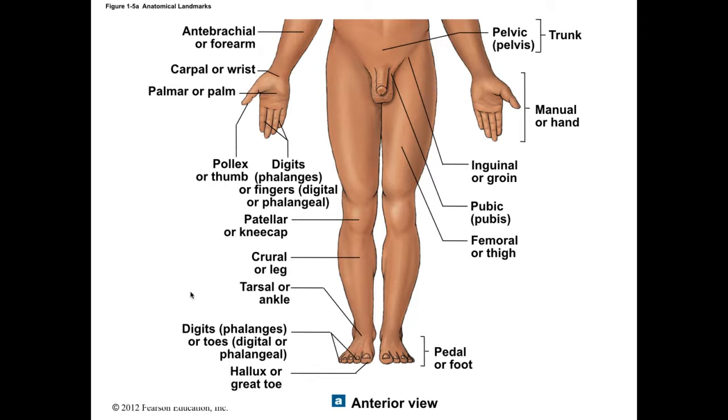Let's go up to the thigh. You can see that in the groin region, that line where you have the inguinal ligament is called the inguinal region. Then you have the pubic region, and then the thigh itself is called the femoral region. That's because the femur is there, the longest bone in the body. You have the kneecap in the middle, that's called the patellar. The kneecap is the patellar. The leg is the crural, and I think we've covered all of them.